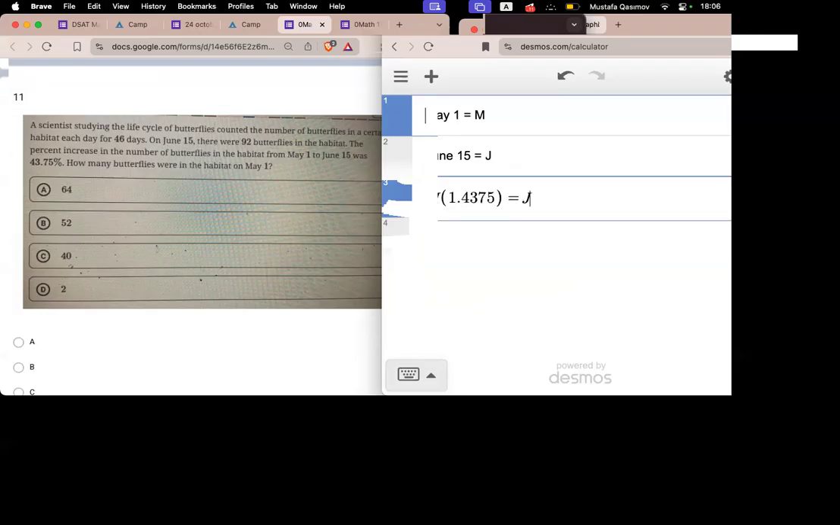Right? Because you say 43.75% increase. When you say increase, you have to add it to 100, then you have to divide it by 100. And also it say at June 15, there were 92 flowers, butterflies, so it is 92. So answer is 64, A.